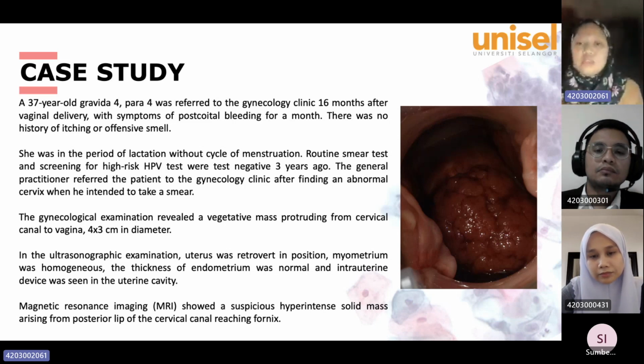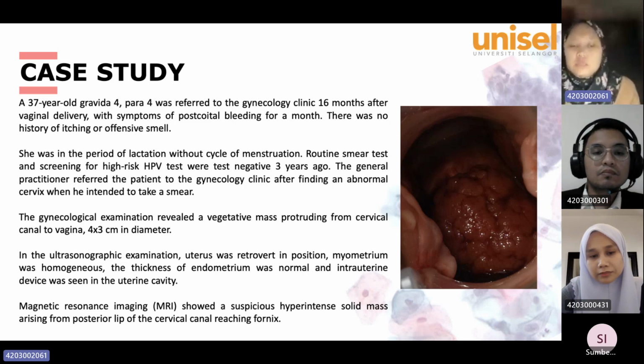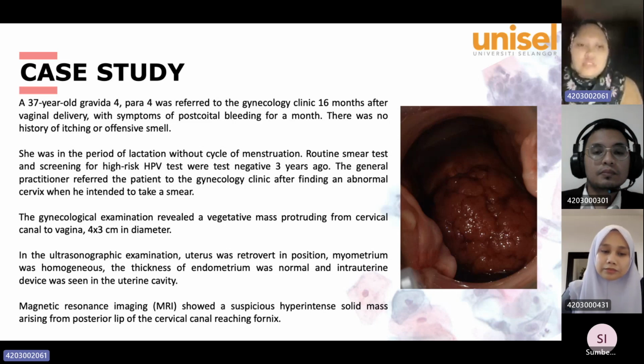The routine smear test and screening for high-risk HPV tests were negative 3 years ago. The general practitioner referred the patient to the gynecology clinic after finding an abnormal cervix when he intended to take a smear. The gynecological examination revealed a vegetative mass protruding from the cervical canal to the vagina, 4 by 3 cm in diameter.